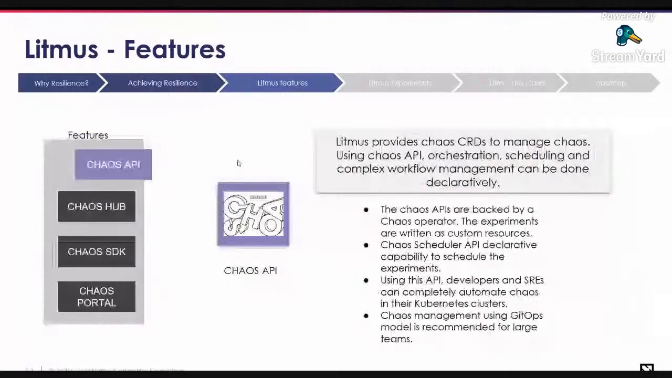So, anyway, these are the basic features of Litmus. The Chaos APIs are backed by the chaos operator, and the experiments are written as custom resources. And obviously, as I mentioned, you can schedule chaos in a very declarative manner, so you can schedule any experiment whenever you want with the chaos scheduler.